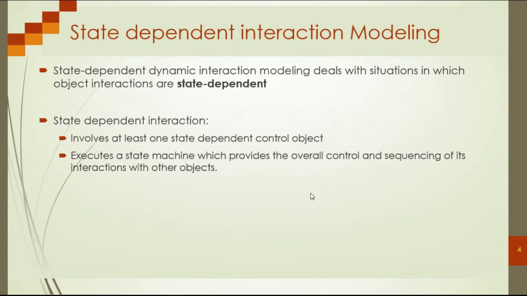So what's the difference between state dependence and stateless dependence? It's that in state dependence we have at least one dependent control object, and also the execution of the state machine. This state dependent object executes one state machine. We learned in the previous class how to model the state machine, or the state chart. So today we will just be combining the interaction model with the state chart model.